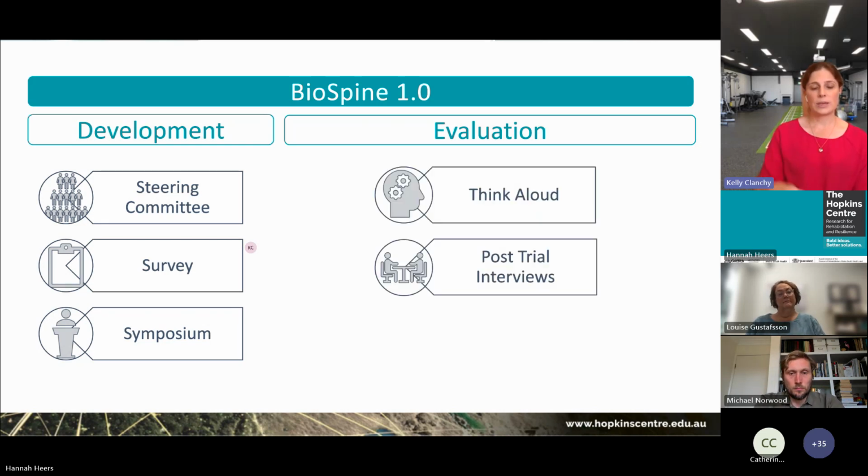In the evaluation phase, we conducted 2 key research methods. The first of which is a think aloud method. This is where we got 5 individuals with lived experience of spinal cord injury and who have also engaged with FES-assisted cycling into the BioSpine lab to engage with the system. It's important to note that these individuals were not trial participants at the time that this research methodology was put in place. So we got them to engage with 1 full session with the BioSpine technology and asked them to verbalize their thoughts, their experiences while engaging with the system. We also conducted a semi-structured interview at the end to get more data about the utility and the acceptability of the system.